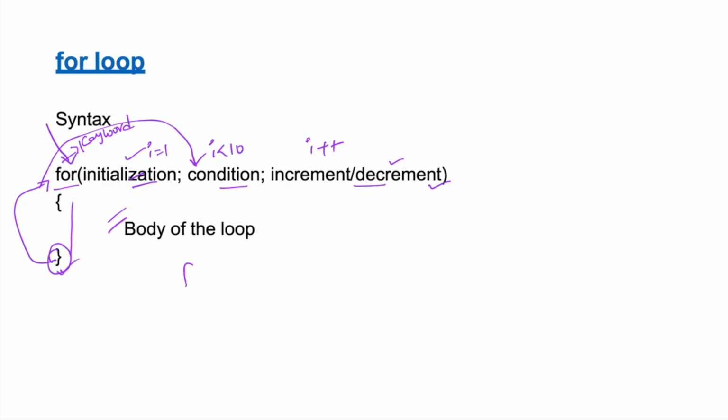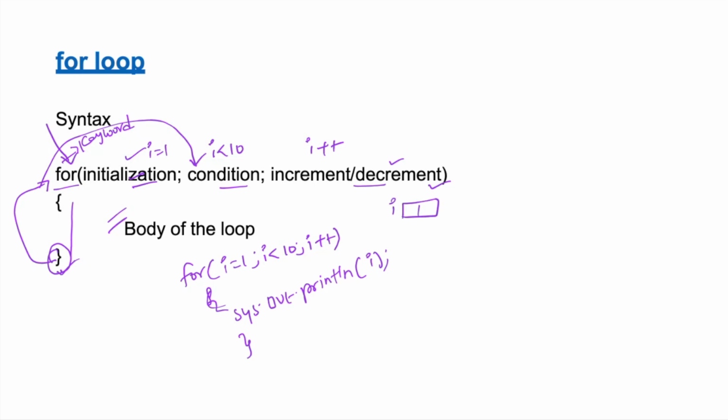Simply you can write a for loop like for I equal to 1, I less than 10, I plus plus. Okay, just to print that particular value here, you can just write System.out.println of I value. So first it will initialize the I value in memory as 1, it will take 1 less than 10. Then the condition is true, it will come inside, and the I value will be printed as 1. After that, again it will go to the second iteration.